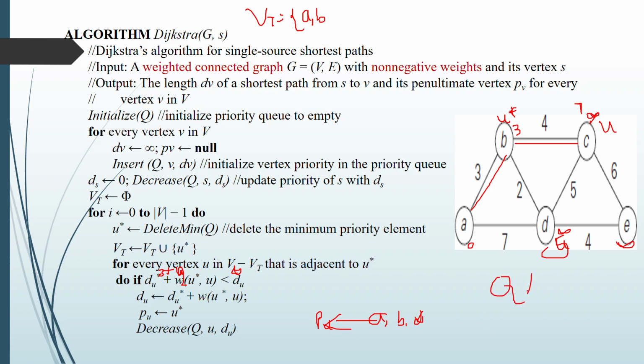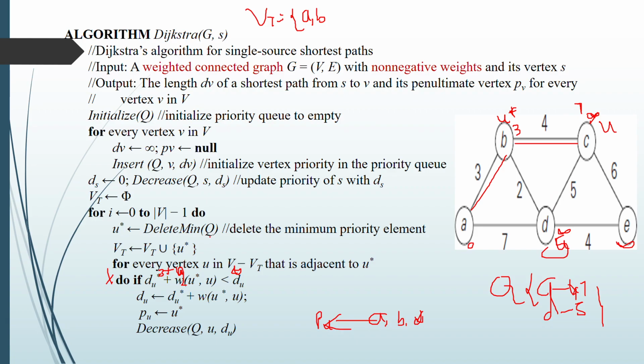In the priority queue, D you have modified as what? C as 7 and D as 5 here. Are there any adjacent vertices? No. Then you will come out of this for loop. Then you will go to this one. So now once again you have to consider the remaining vertices here. A, B are already there. Remaining vertices are C, D, E here.